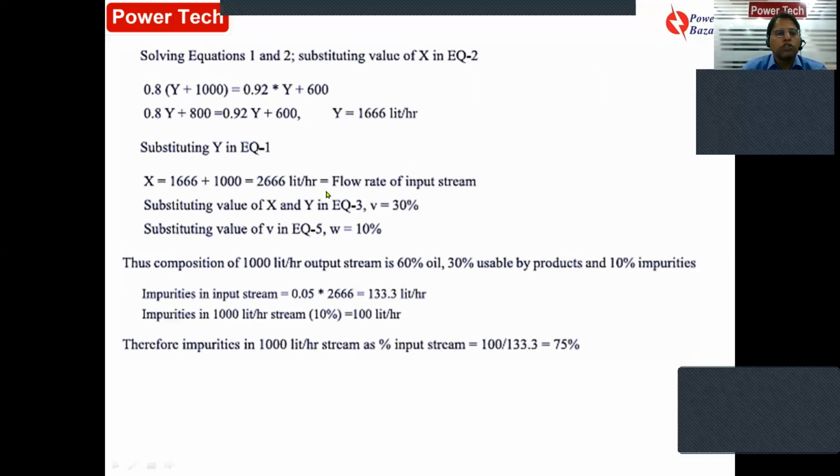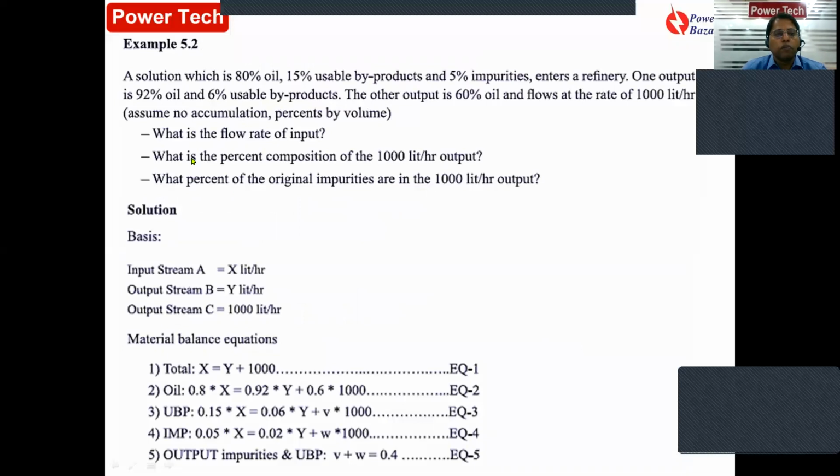Now, if I substitute these x and y values, I get v as 30% and w as 10%. So the composition of the 1000 liter per hour stream is 60% oil, 30% usable byproduct and 10% impurities. This is the answer to the second question, the percentage composition of the 1000 liter per hour output.